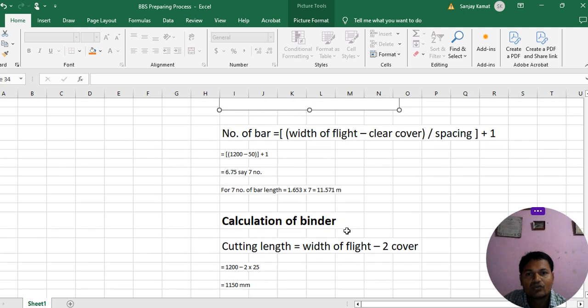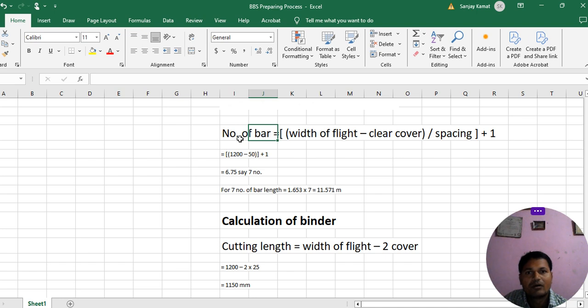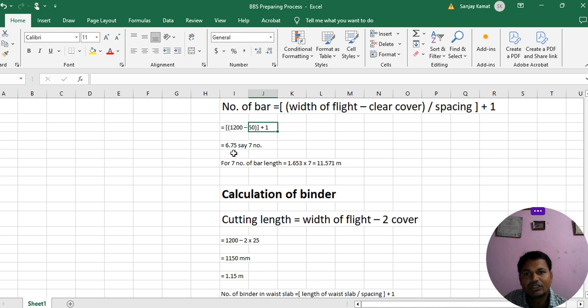Now we are going to calculate the number of bars. To calculate the number of bars, we have a formula: width of flight minus clear cover, by spacing, plus 1. So put in all these values. Width of the flight is 1200 mm, clear cover is 50, and plus 1. If you do it, how much is it coming? It is coming 6.75. But for the number of bars we don't have any unit, so it is unitless. Write the number only. So it is coming 6.75, and this is approximately equal to 7.